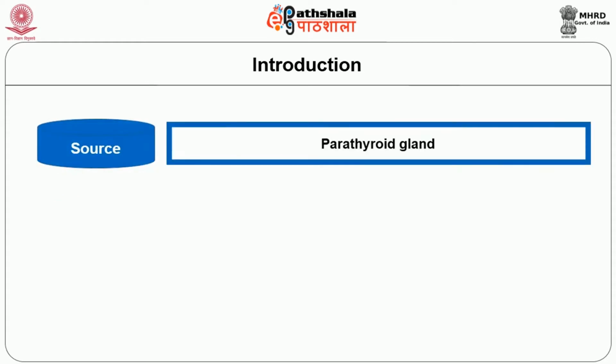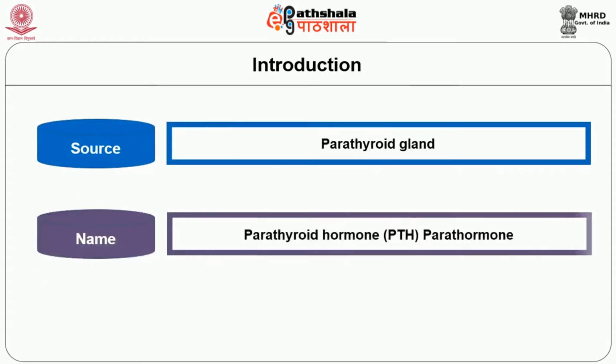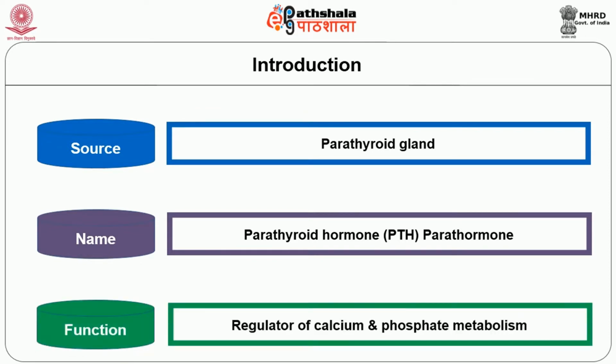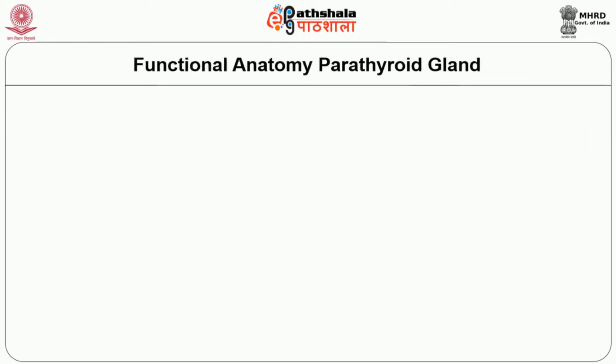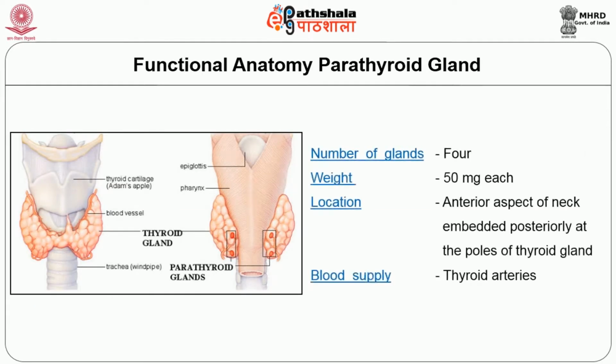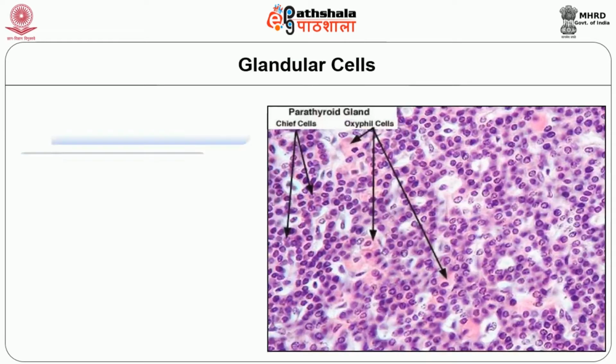Now we are going to see about the parathyroid hormone. Parathyroid hormone is secreted from the parathyroid glands, and this is also known as parathormone. Parathyroid hormone is the main regulator of calcium and phosphate metabolism. There are 4 parathyroid glands which are embedded posteriorly at the poles of the thyroid gland. Each gland weighs about 50 milligrams, and they are supplied by thyroid arteries. This picture shows the parathyroid gland.